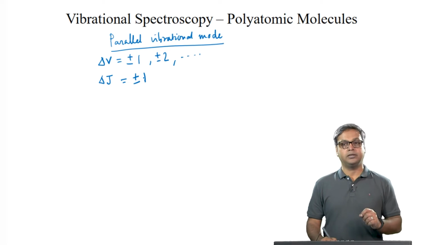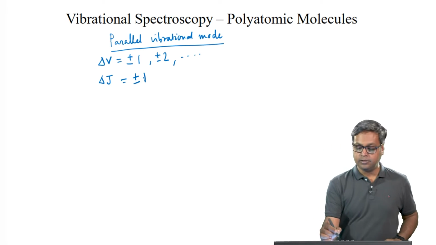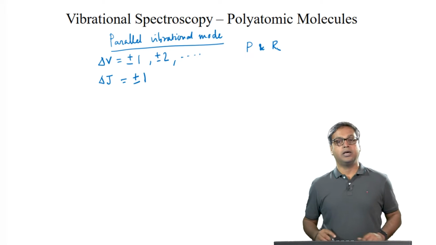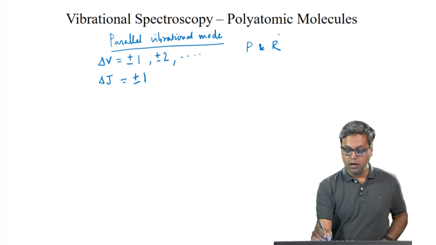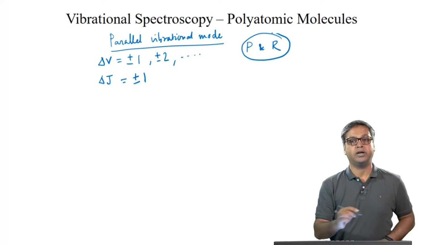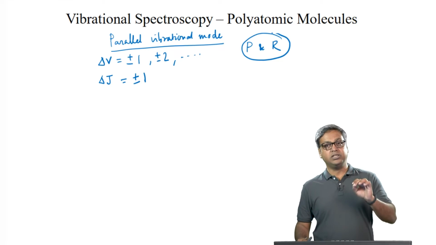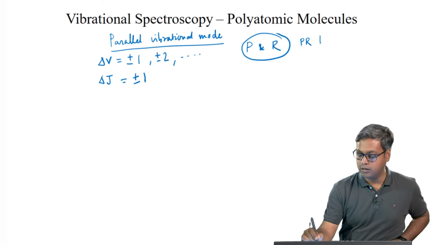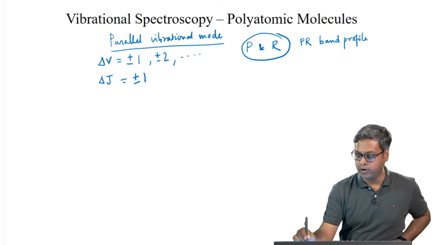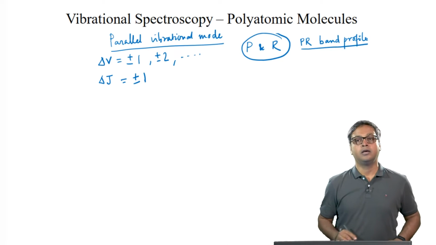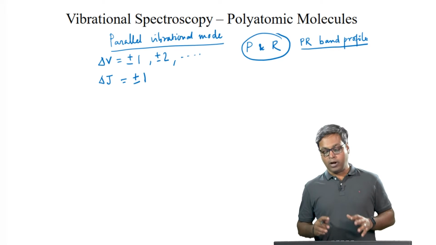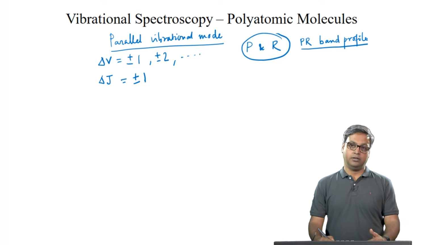So, we get a spectrum with a similar appearance to that we had for diatomic molecules. So, we will get P and R branches appearing in the rovibrational spectrum. So, this is known as the PR band profile, just as the PR band profile we saw for hydrochloric acid or HCl.